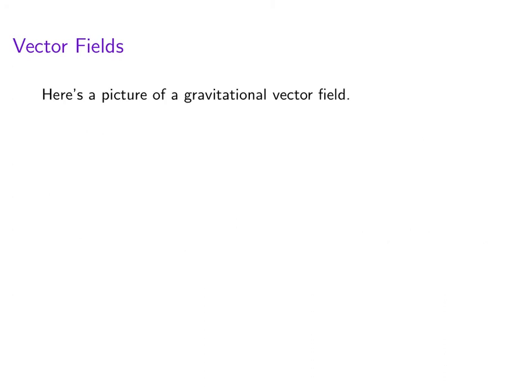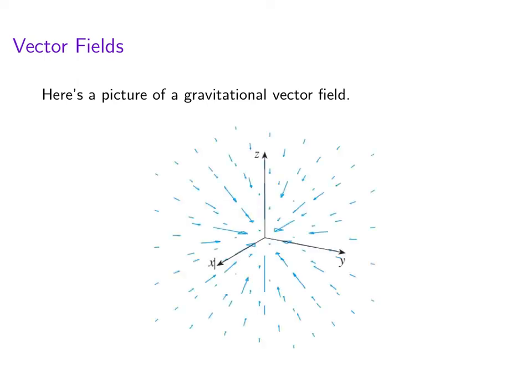And finally, let's take a look at a picture of a gravitational vector field. Looks pretty pointy. Notice everything points towards the origin, because if you have your big mass centered at the origin, then everything falls towards the origin. The closer you are to the origin, the more powerful the gravity field is, and so the lengths of the vectors will be longer. Okay, that's all for now.